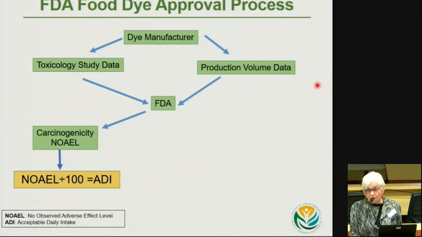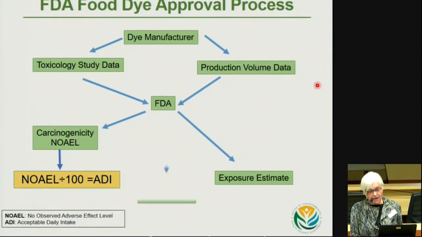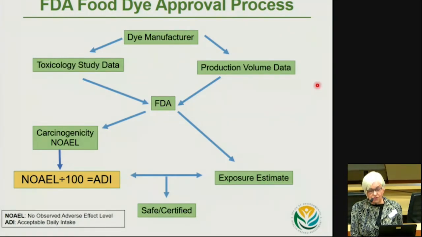Then they take the NOEL, according to the Red Book, and divide it by a safety factor or uncertainty factor, which has been mentioned, of 100 in order to get an acceptable daily intake for humans, the ADI. Then the ADI, as Dr. Lichtman said, is compared to an exposure estimate, the EDI, and it's determined that the dye is safe and can be certified. So the beginning of all of this has to do with animal studies.